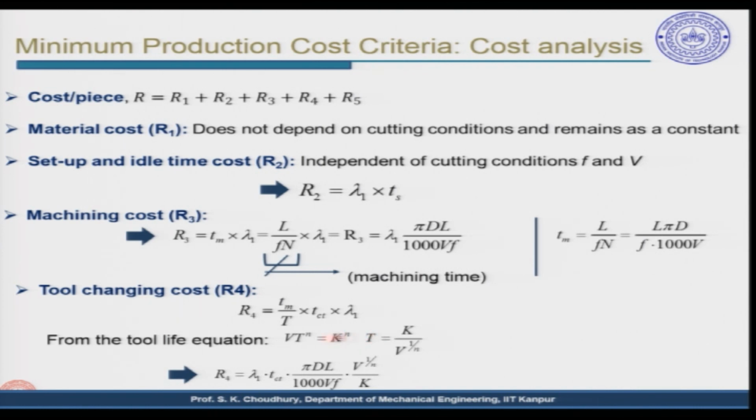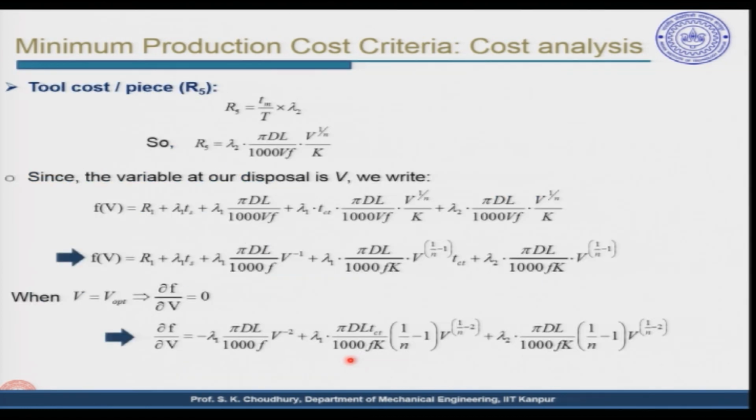Now, from here we can find out that the tool life is equal to k, some constant, divided by V to the power 1 by n. V is the cutting velocity. Now, therefore, R4, if we put the value of T here, which is k by V to the power 1 by n, it will be this expression. So, this expression we have taken, and only here we will be considering the cutting velocity V.